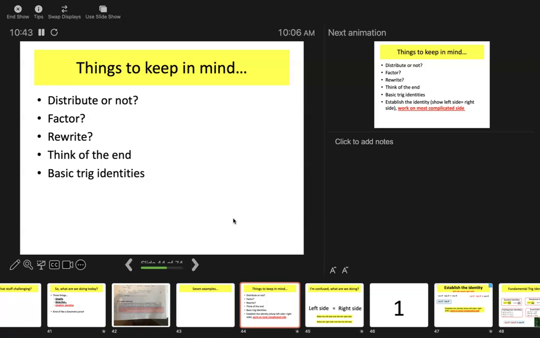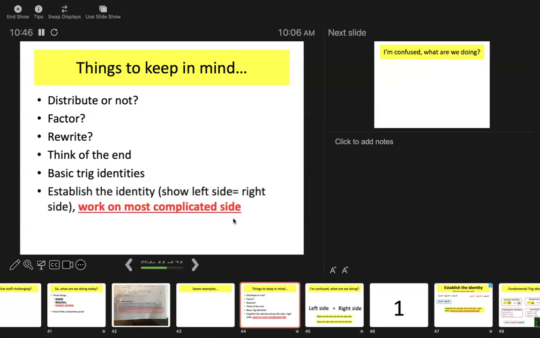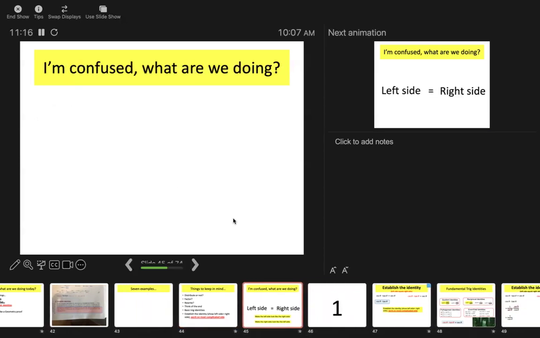Then you kind of slow things down. All right. Today we're going to be doing something that's called establishing identity. All it means is show that the left side equals the right side, or show that the right side equals the left side, either one. Typically, we work on the most complicated side because that's the side that you have the most options with. Distribute, factor, rewrite. If you work on the least complicated side, you only have a few options, and it's harder to turn something least complicated into more complicated than it is to turn something most complicated into something least complicated. It'll make sense when we do a few of these, right?